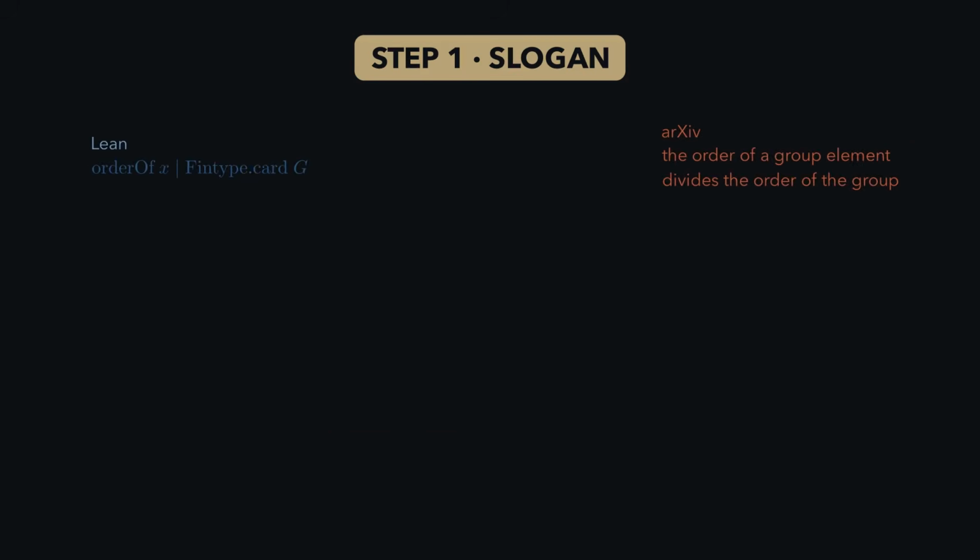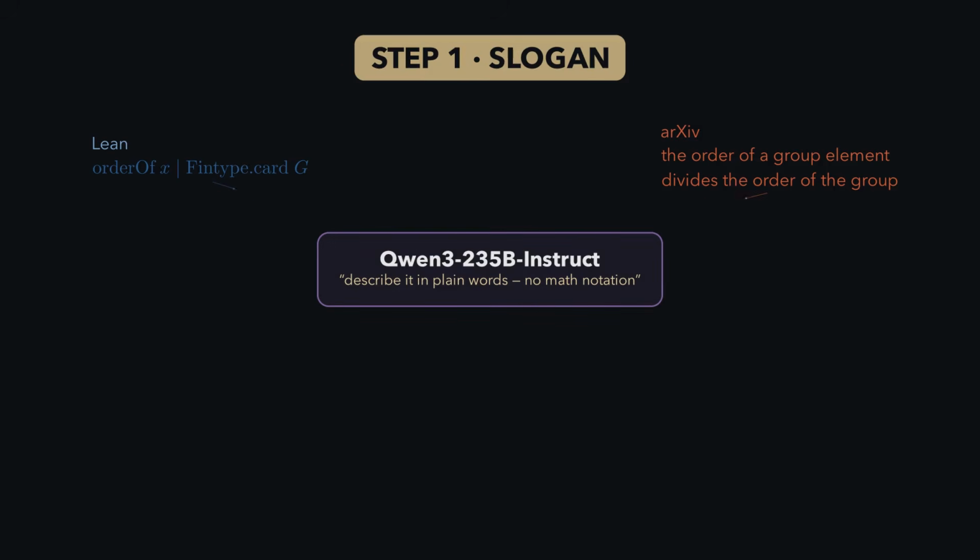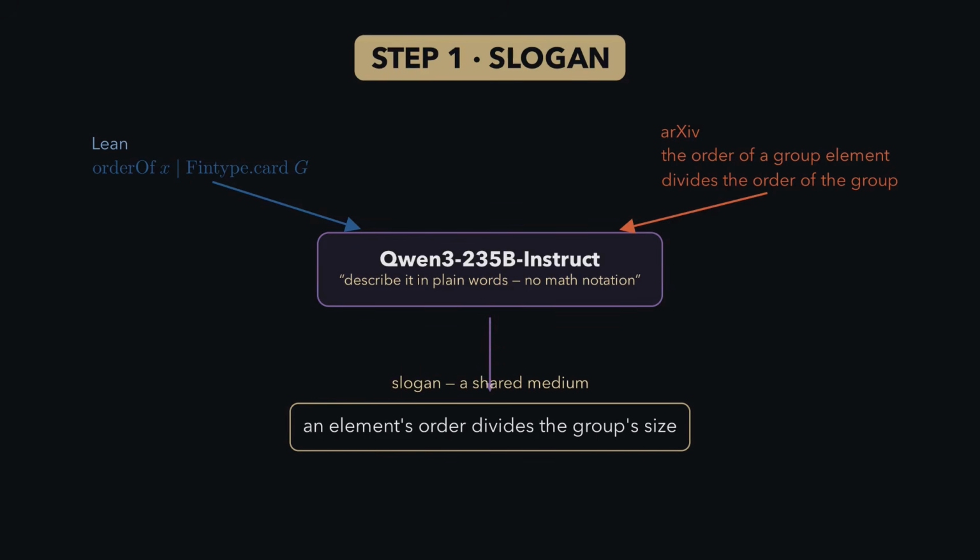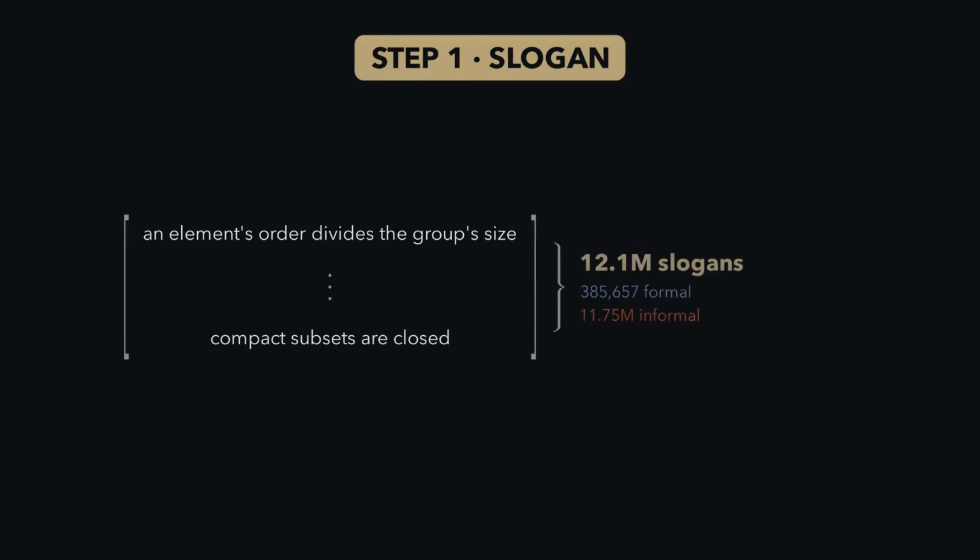The problem is that Lean code and paper prose don't look anything alike, even when they say the exact same theorem. So before we can compare them, we need to express a shared medium. We make that medium by asking one instruction model to describe each side in plain words, using no mathematical notation. As a result, a slogan is produced, which is a short, intuitive description of what the statement is saying. It's not the theorem itself, it's like an approximation, but it gives both worlds the same kind of sentence to compare. Doing this for every fact on both sides nets 12 million in total.